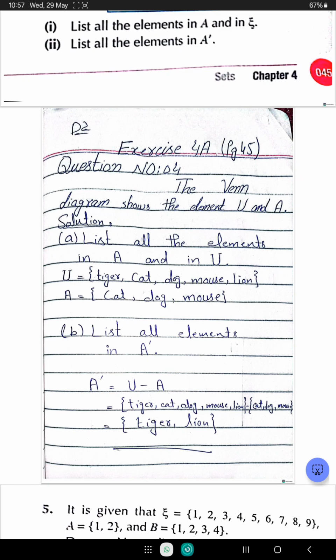Tiger is not contained in A, so tiger is our answer. Cat subtracted from cat, dog subtracted from dog, and mouse subtracted from mouse. And lion is not contained in A, so tiger and lion is A complement.